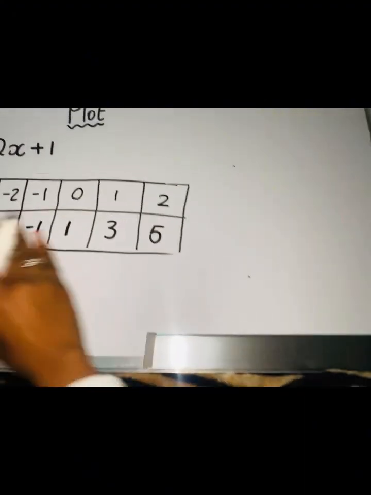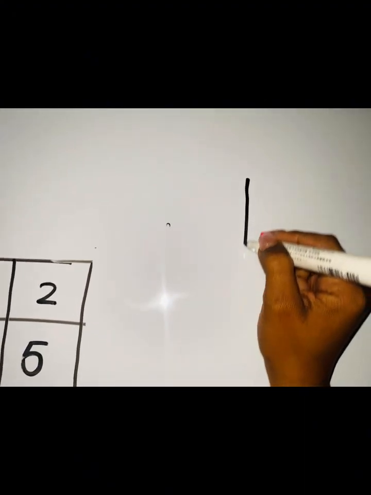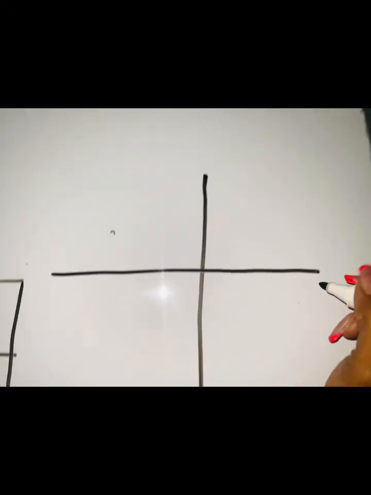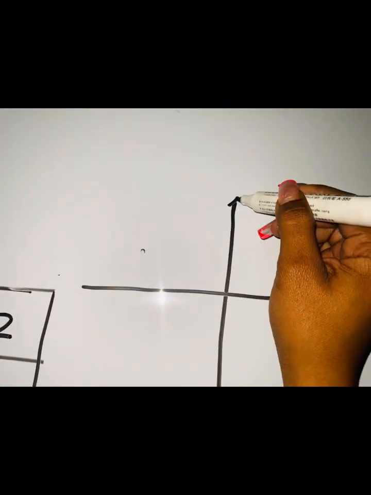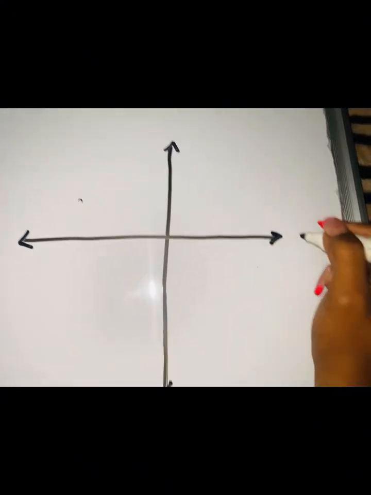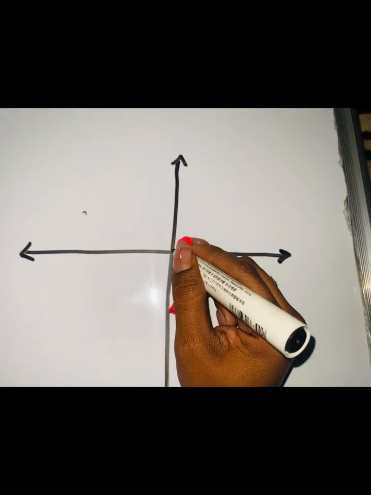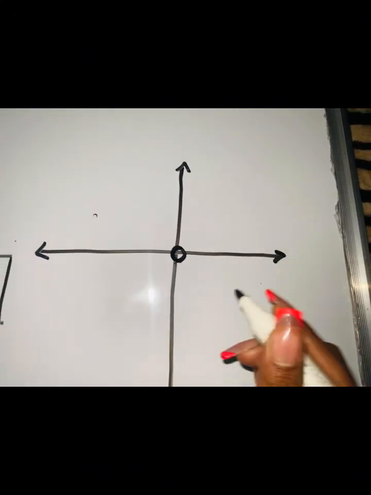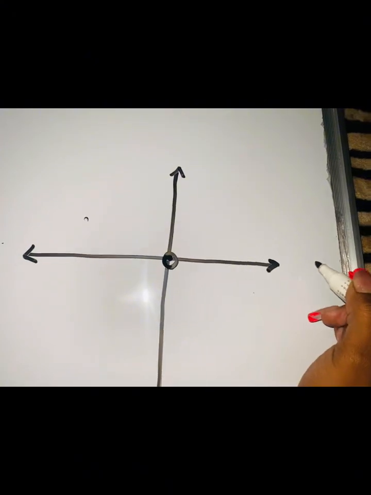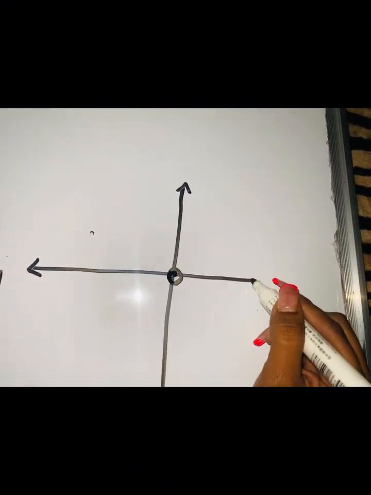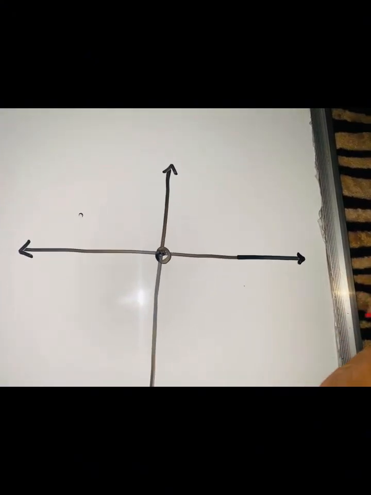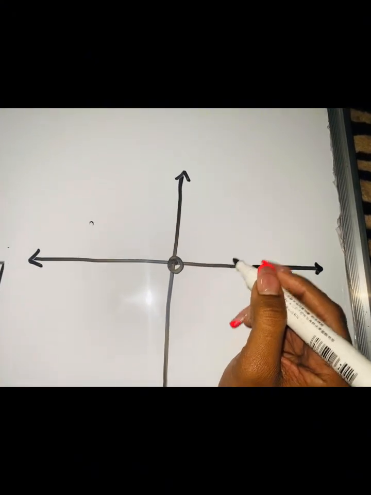Before we plot, I want you to look at this. This is called a Cartesian plane. We use a Cartesian plane to draw our graphs mostly. Here we have 0. See where the lines are crossing? This is where you find 0. Now from 0 to this line, it doesn't end. When I put arrows like this, it means this line is continuous. It doesn't end till infinity.